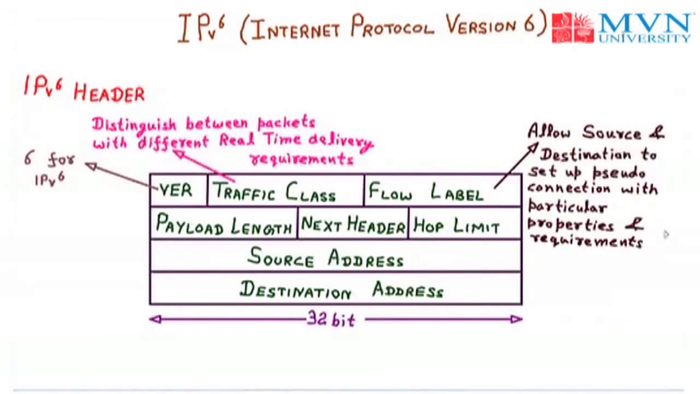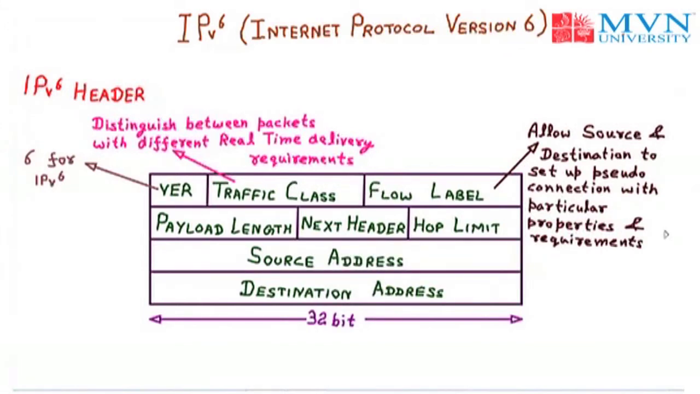Now we have a new term, that is pseudo connection. So what do we mean by the pseudo connection? For example, we have a particular source and destination, and they want a separate connection with specific properties, and nobody else will interrupt them in that particular connection. That is called the pseudo connection. So flow label allows the source and destination to set up that particular pseudo connection, or the specific connection, with their own requirements or their own properties.